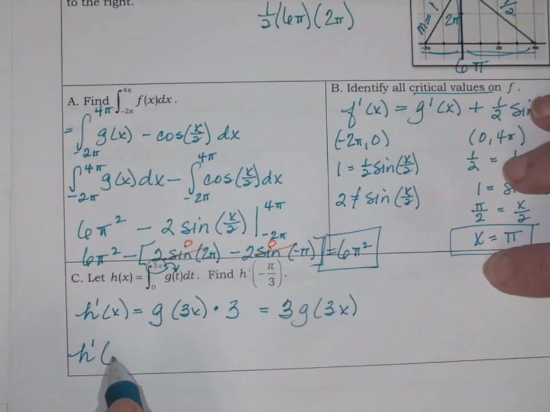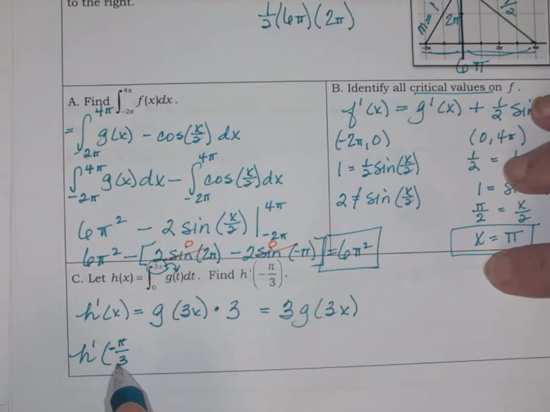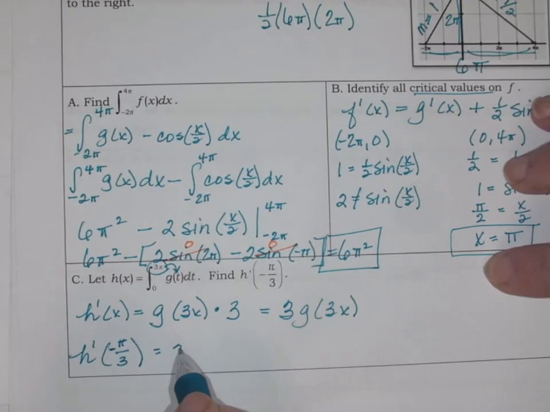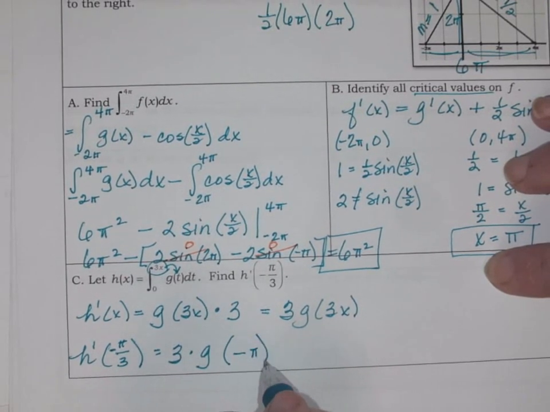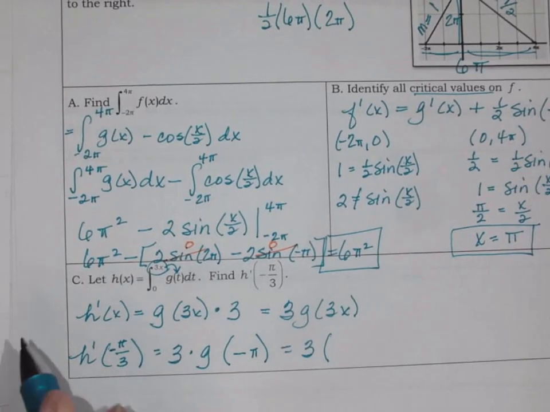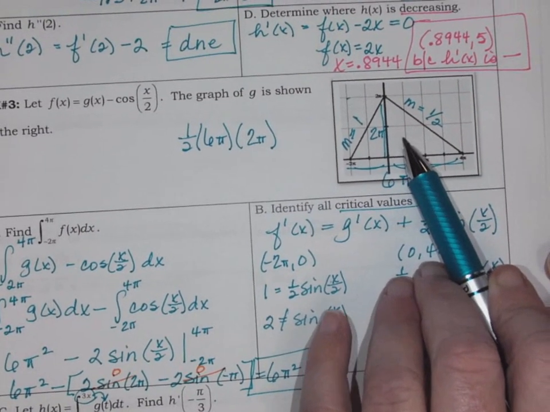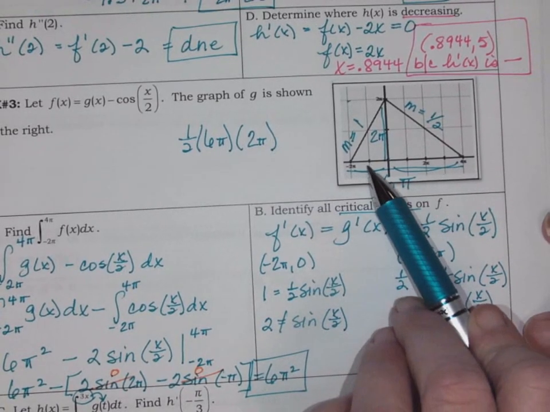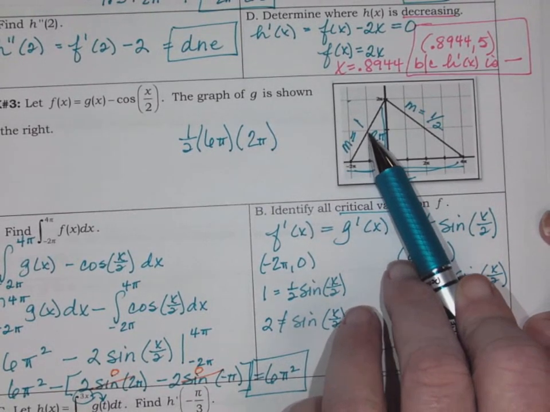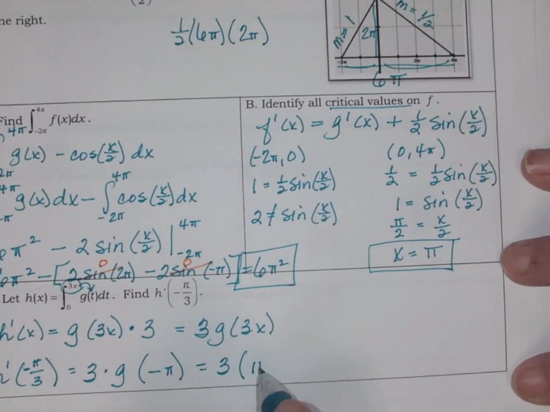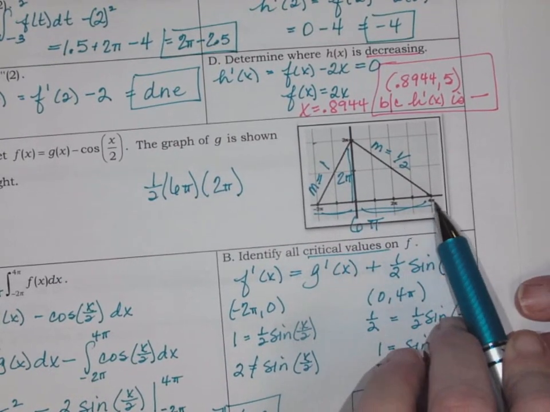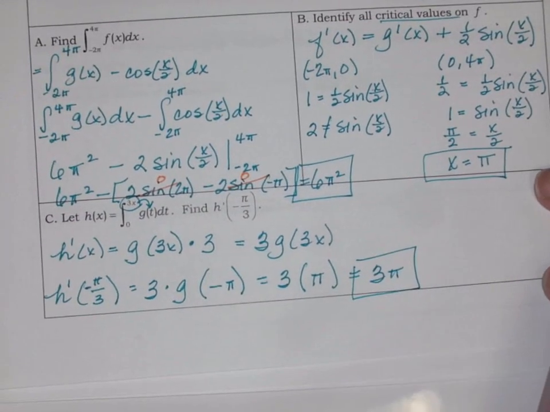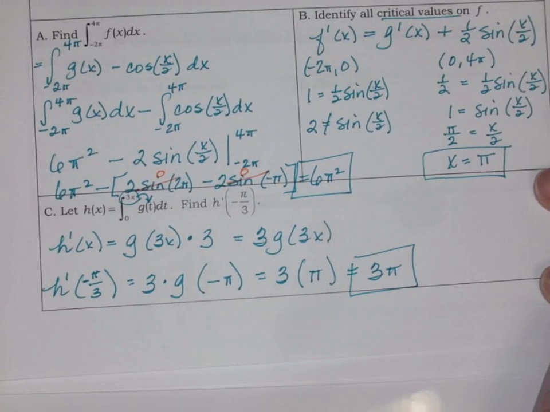So then h prime of negative pi over 3 is going to be 3 times g of, if I plug in negative pi over 3, I get negative pi, which would be 3 times, since this is a graph of g, I look at the y values. So at negative pi, my y value is pi, and so that would be 3 times pi, so that would be 3 pi. The marks on the graph are by pi's. All right, so that would be my answer to h prime of negative pi over 3.